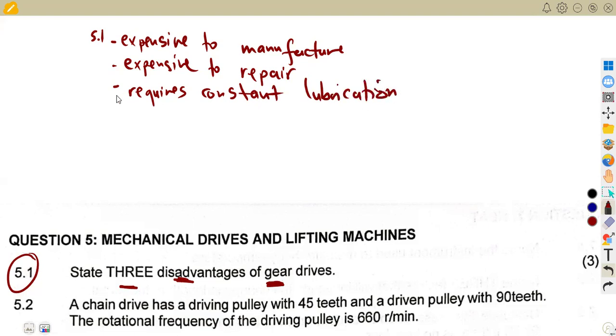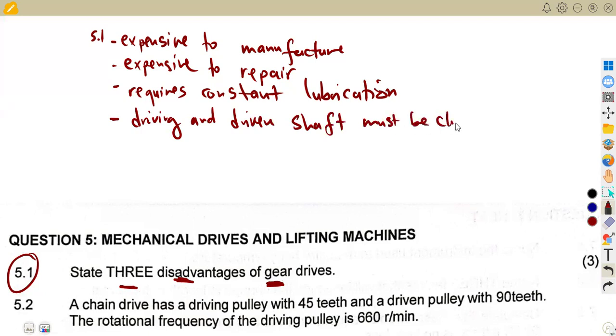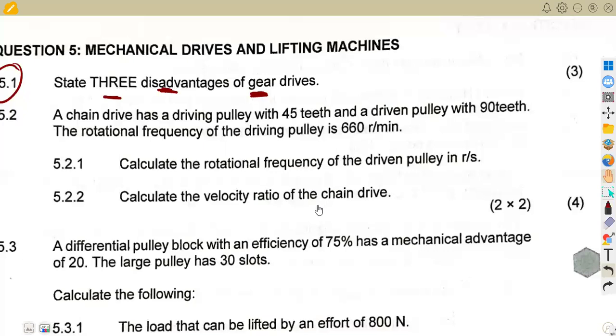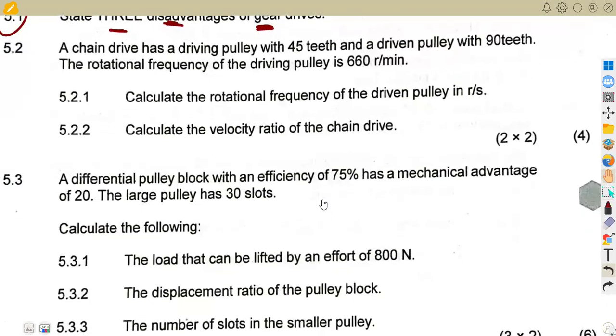And also you can talk about the driving and driven shaft must be close together, right? So it's another disadvantage that we have, that the driving and driven shaft must be close together. So these are some of the disadvantages that we can use according to our syllabus. We've got so many disadvantages that we can opt for, but according to our syllabus, guys, that's what we have there.